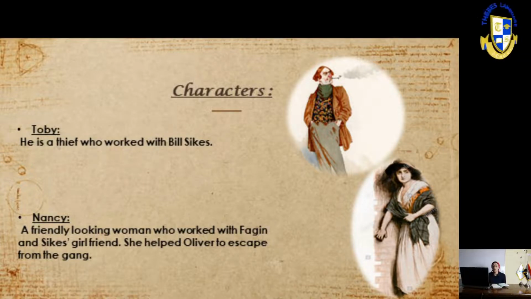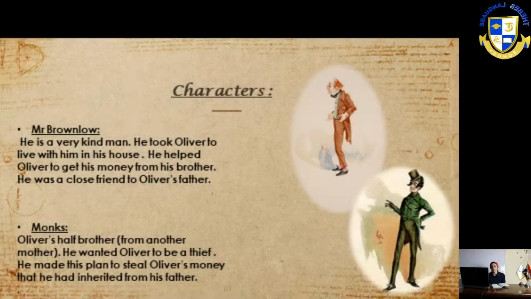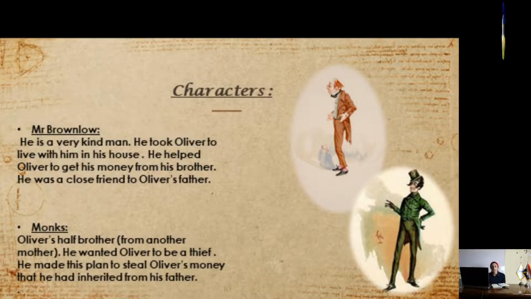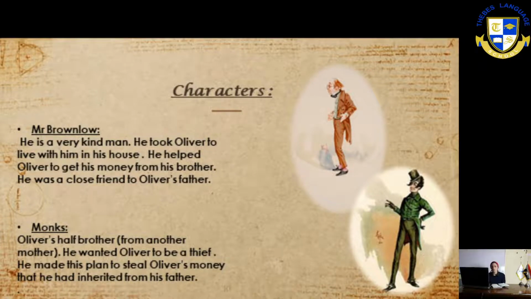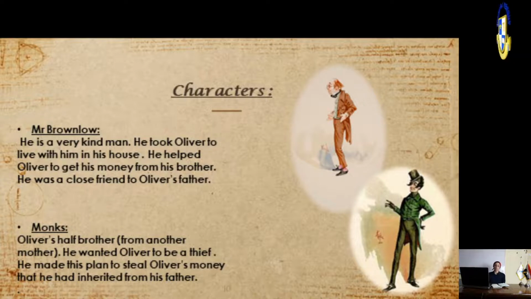Mr. Brownlow is a very kind man. He took Oliver to live with him in his house. He helped Oliver to get his money from his brother, and he was also a close friend to Oliver's father. Monks is Oliver's half-brother, from the same dad, not the same mom. He wanted Oliver to be a thief, and he made this plan to steal Oliver's money that he had inherited from his father.